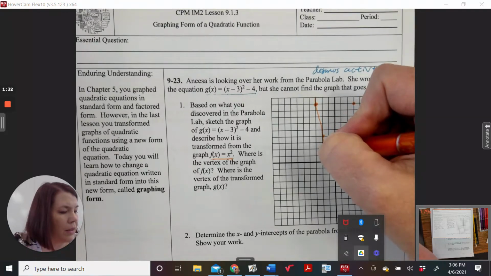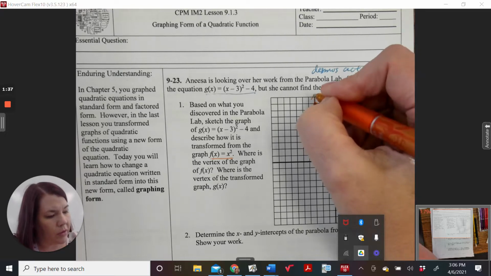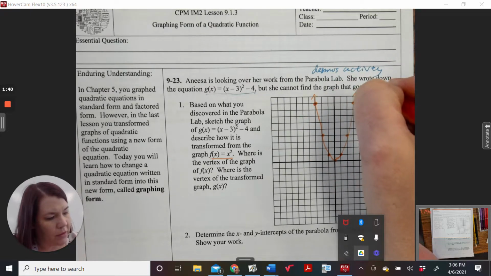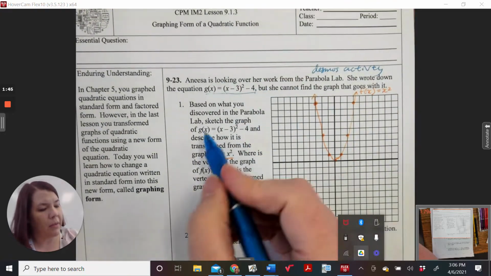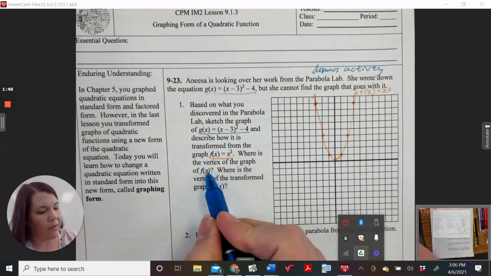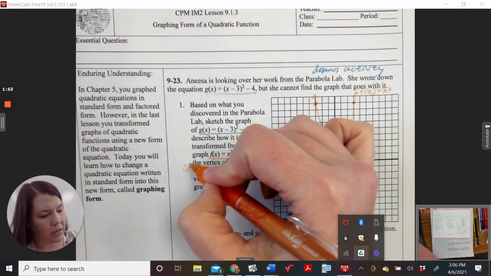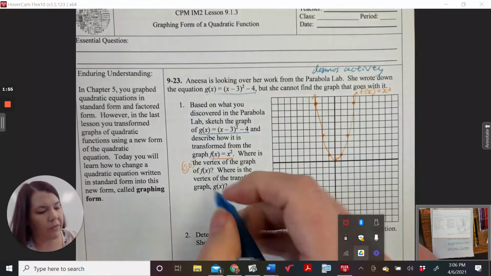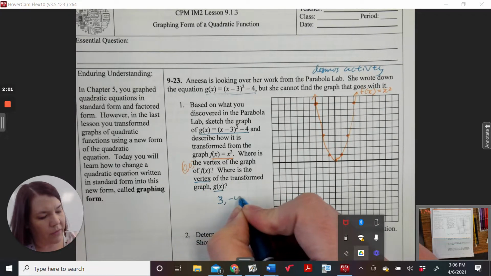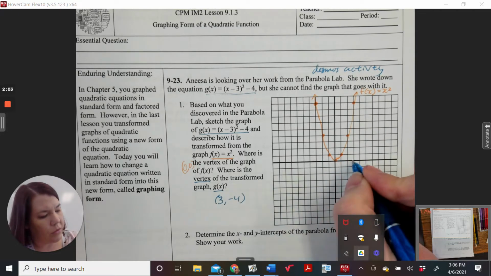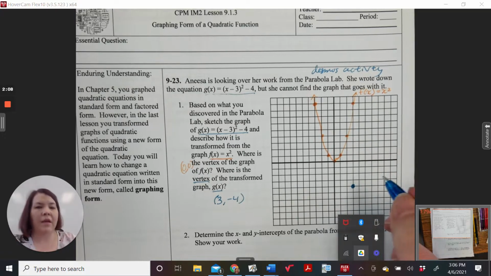Okay, that's my original. That's f of x, which is x squared. I'm going to write f of x equals x squared, and I used a light color so that it wouldn't detract from the next one. So I am going to do g. The vertex of f is at 0, 0, but the vertex of g of x is at 3, negative 4. Other than that, it's going to be the same thing.